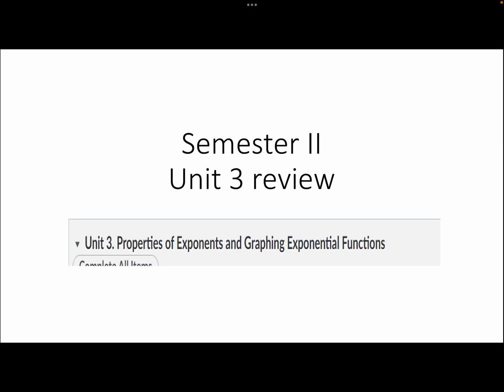Unit 3 is a much shorter lesson, only about 4 or 5 lessons total. It goes much faster, and I think it's a much easier lesson than Unit 2 was. So hopefully this will be a little bit shorter video. We are going to be covering properties of exponents and graphing exponential functions.